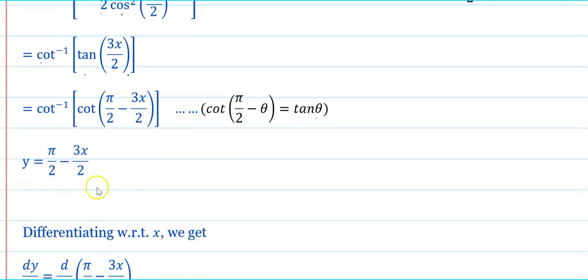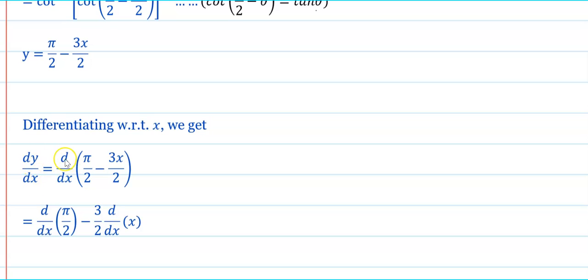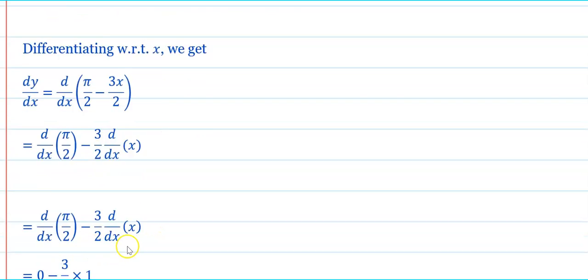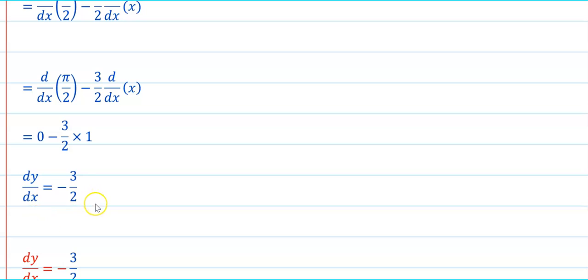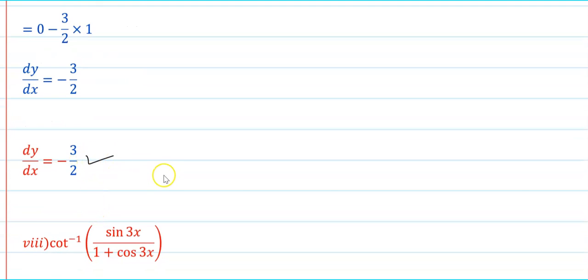And hence, differentiate this with respect to x. Therefore, dy by dx is equal to derivative of pi by 2, which is 0, minus 3 by 2 into the derivative of x, which is 1. And hence, it is minus 3 by 2 into 1. And hence, dy by dx is equal to minus 3 by 2.